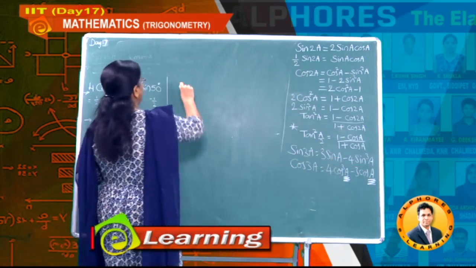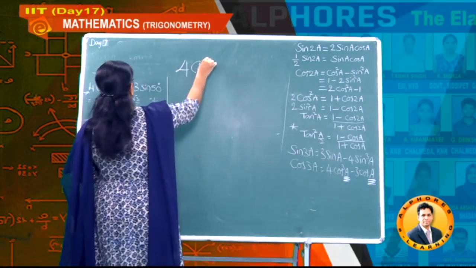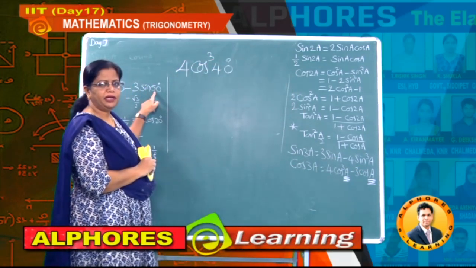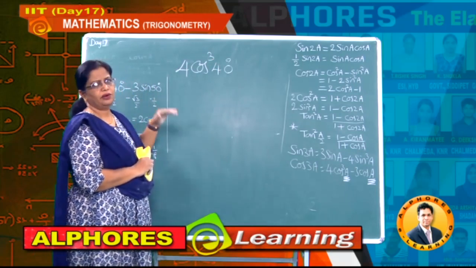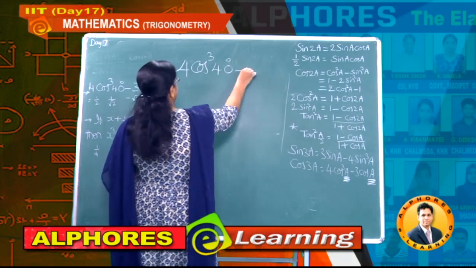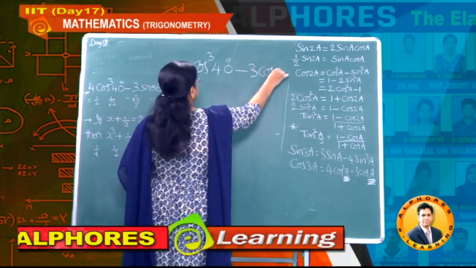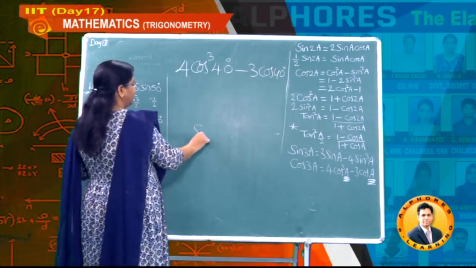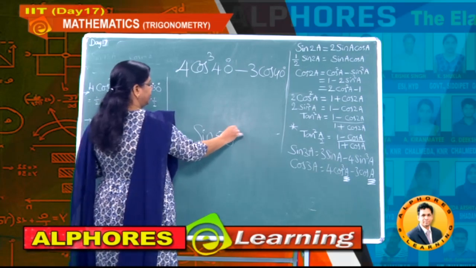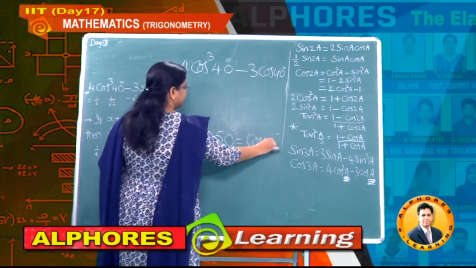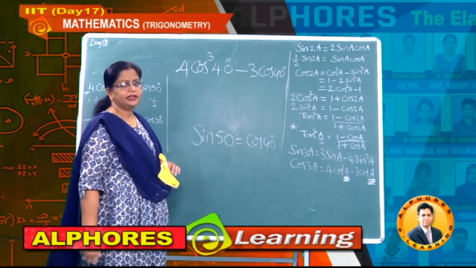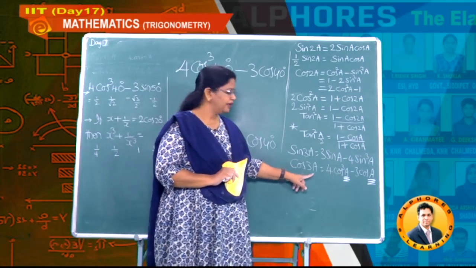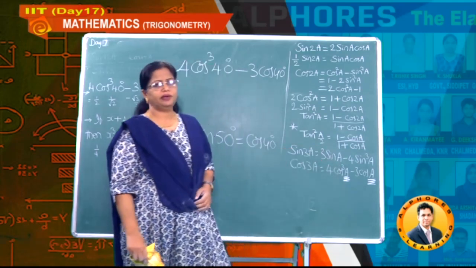Therefore let us take this problem as 4 times cos cube 40 degrees, and now students, the complementary value of sin 50 is nothing but what? Cos 40 degrees. Therefore easily you can write minus 3 times cos 40 degrees. Got it, students? Now what we did here, sin 50 degrees is nothing but cos 40 degrees, because the sum of the angles is 90 degrees. So now you got completely the formula cos 3a, 4 cos cube a minus 3 cos a.